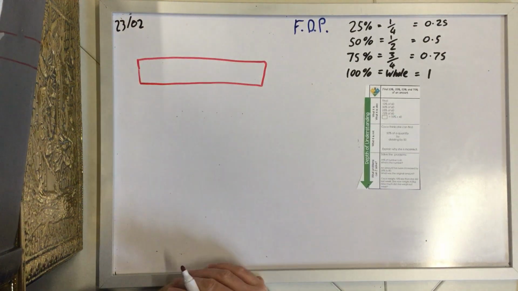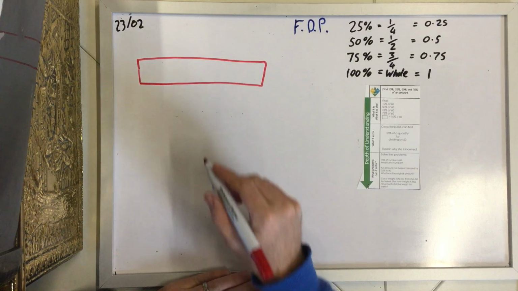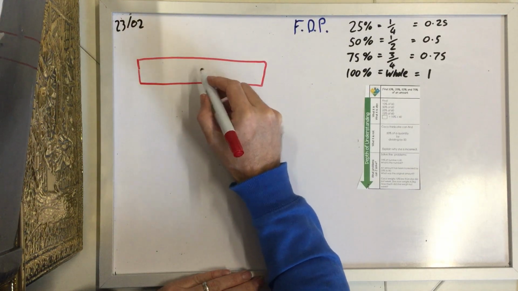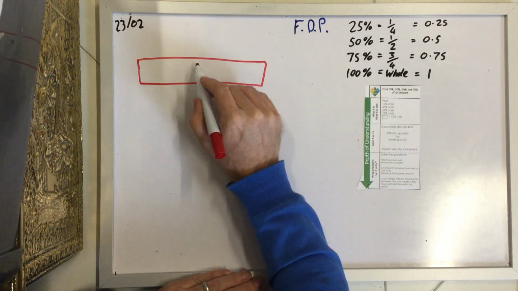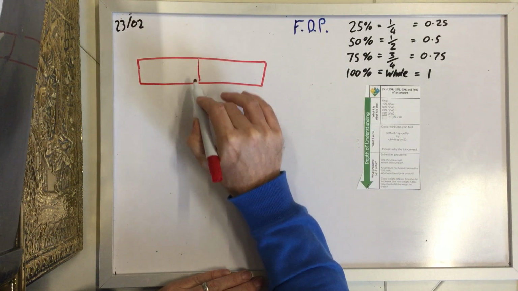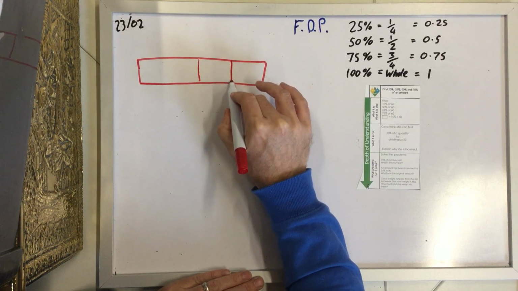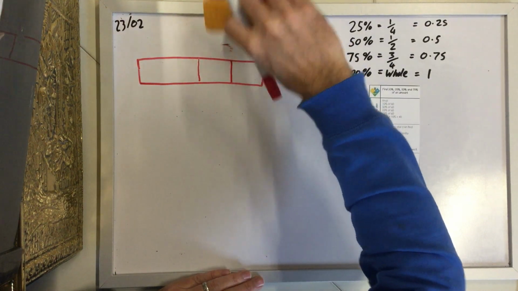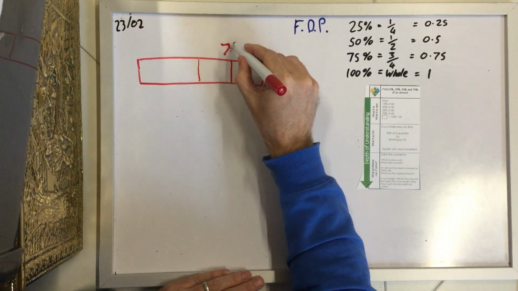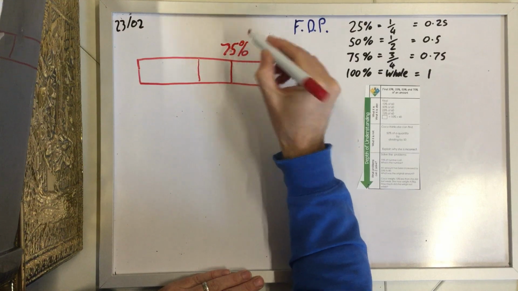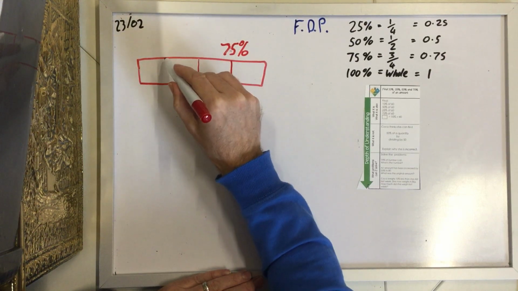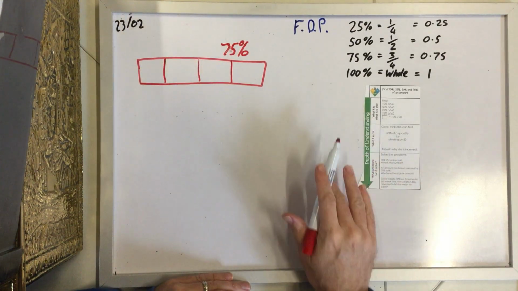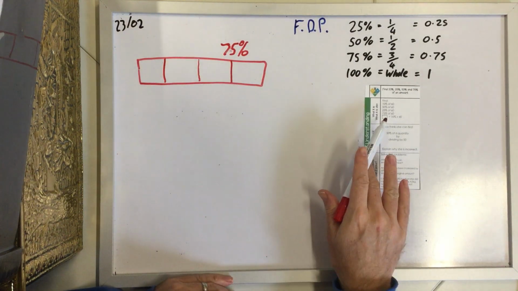If I just show you with an image, you've got to think. 75% we know is the same as 3/4, don't we? Yes. So here's your 75%. And you've got to think, how much is that whole split into?